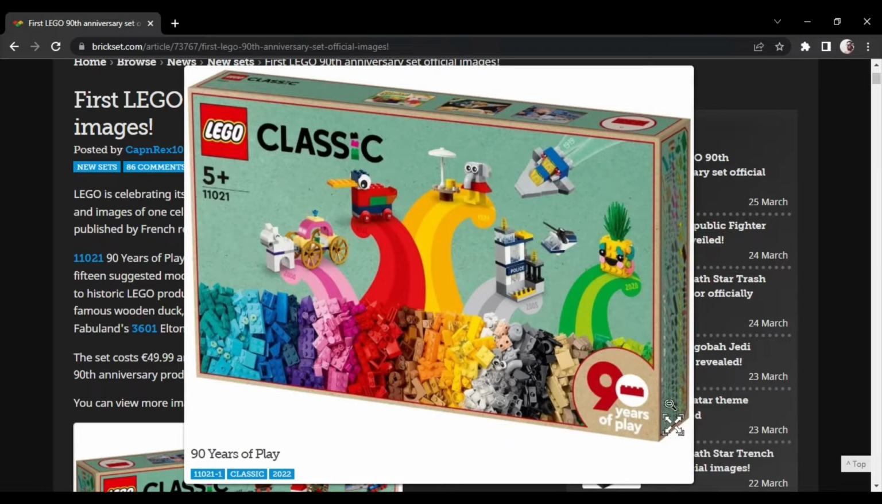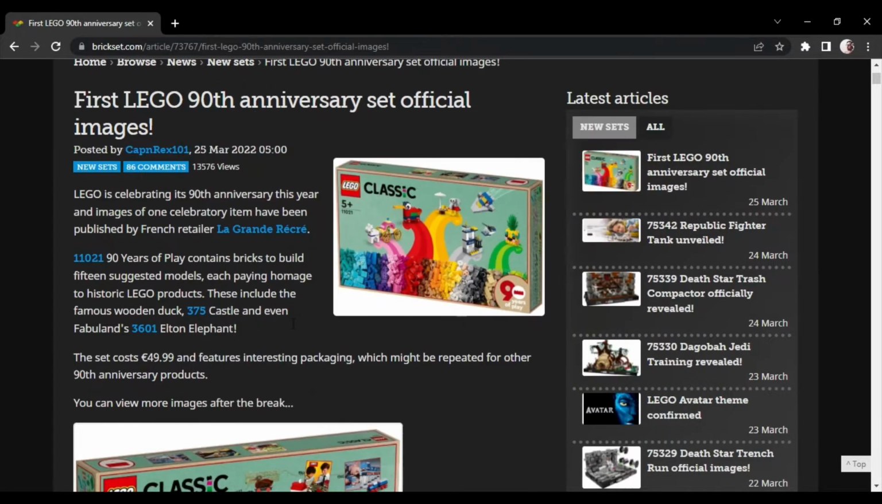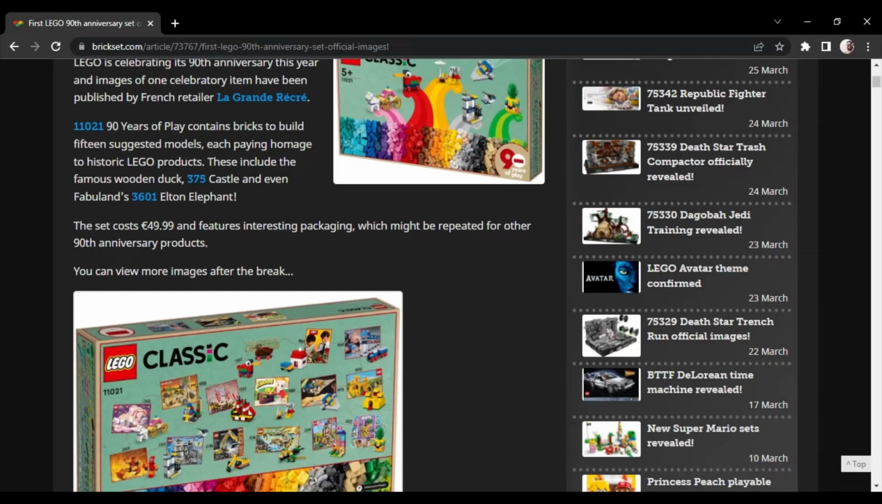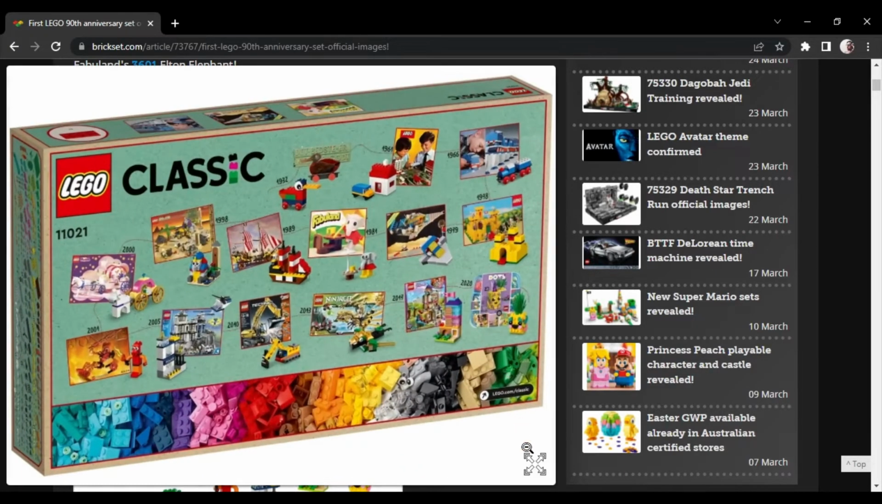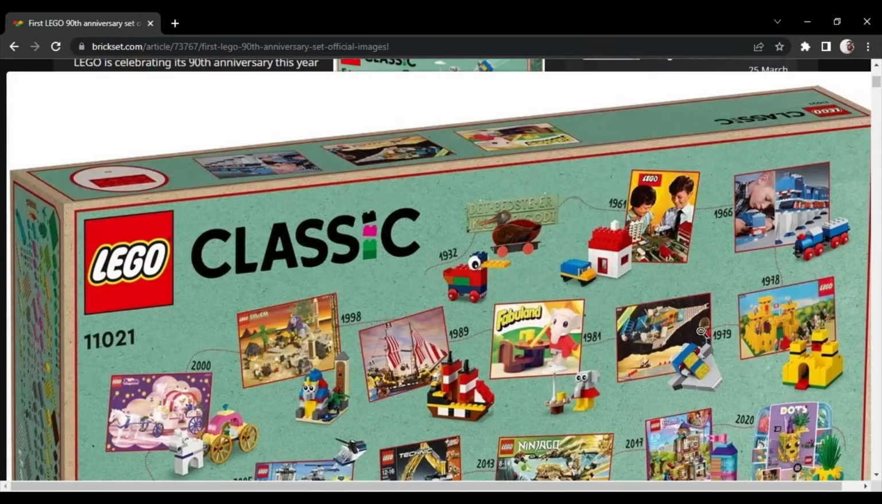But I suspect that we'll see more sets under this 90th anniversary label in the future. But this is the first one. It's going to cost 49 euros, which I expect will translate to probably 50 or 60 United States dollars. And this is really what intrigues me here, is that it's essentially a bunch of miniature versions of sets through LEGO's history.